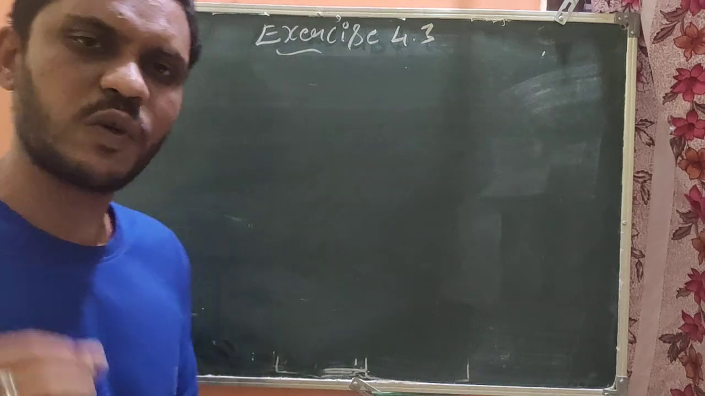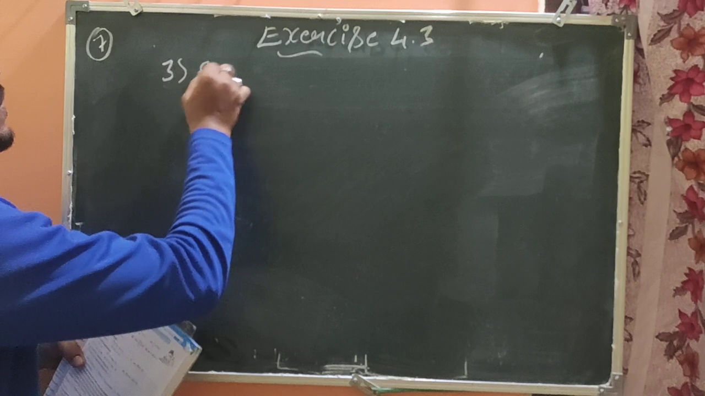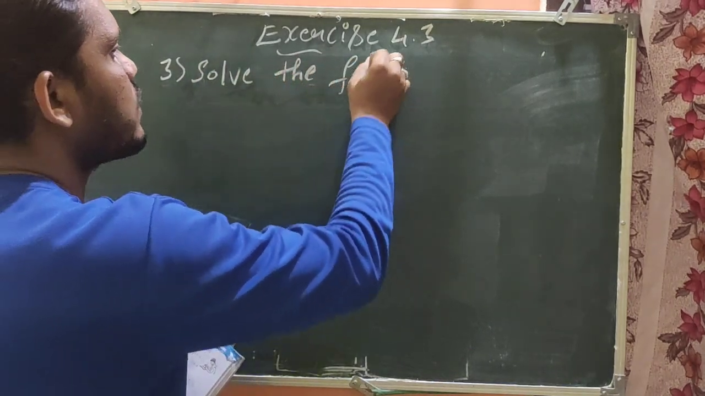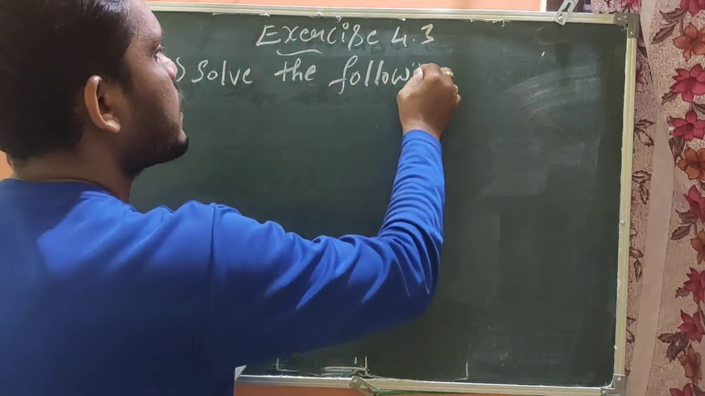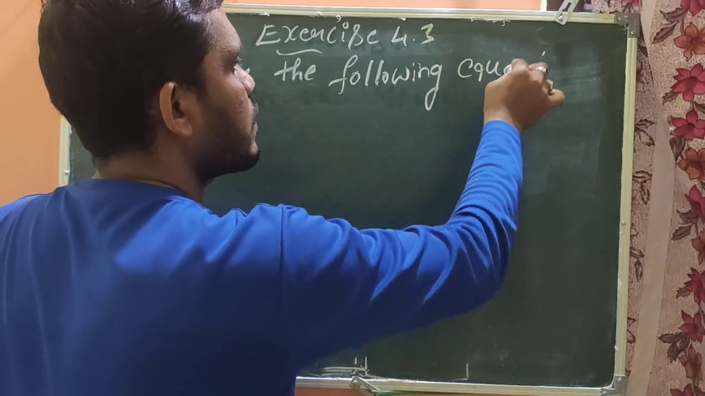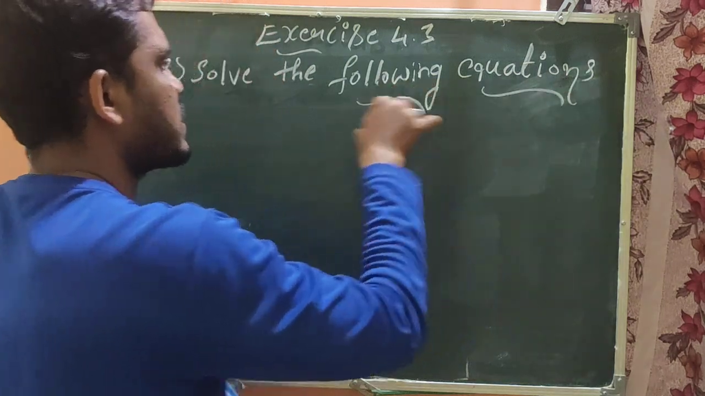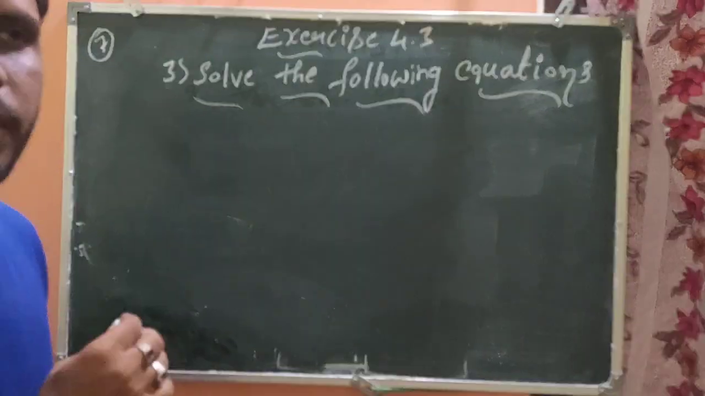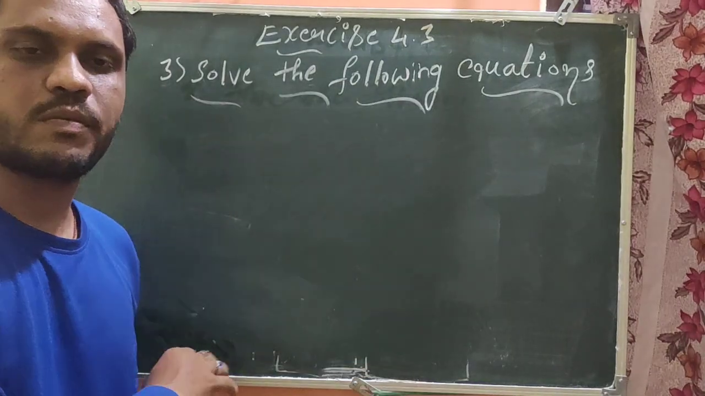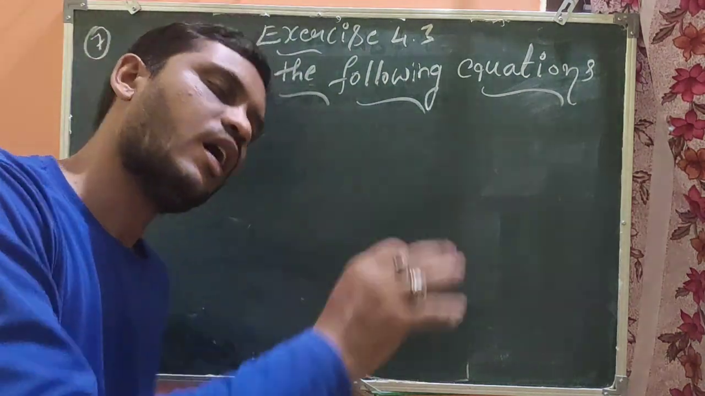Solve the following equations. Once again they are repeated, same thing. So the third one, but the problem is somewhat different. Same thing, dear students, we should shift from multiplication to division, and division to multiplication, addition to subtraction, and subtraction to addition. Well, from LHS side to the RHS side.